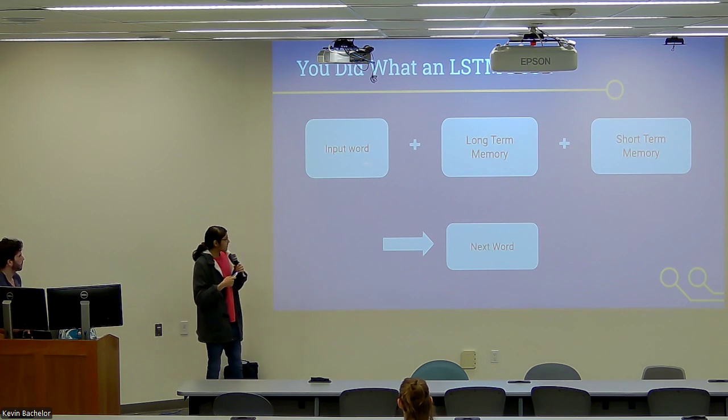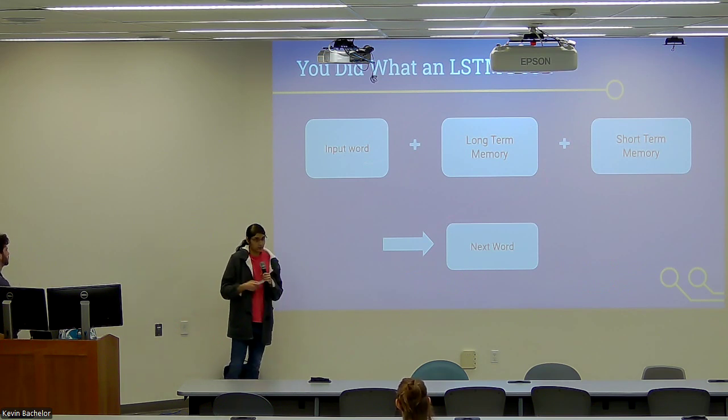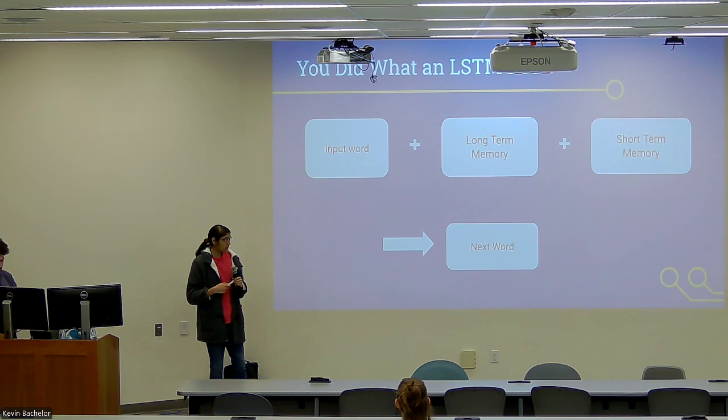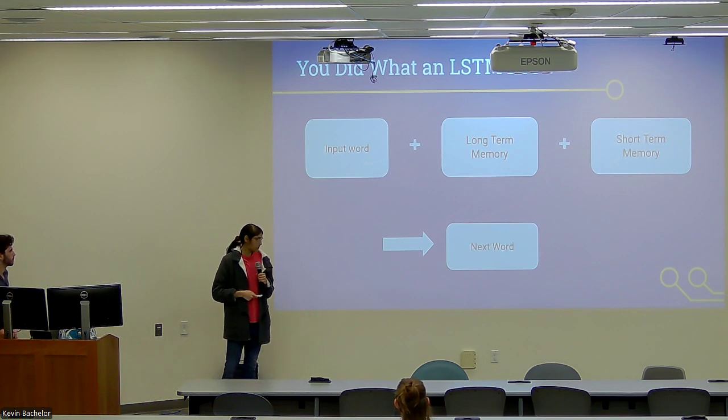Next. So that's essentially what an LSTM does. It takes that last word that it sees. It'll take its long-term memory. It'll take some short-term memory. It'll combine all of that in some way, and that'll help it determine what the next word should be.